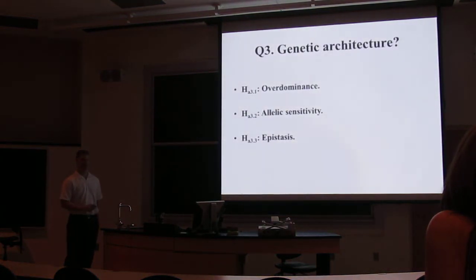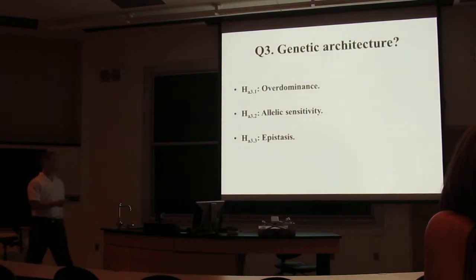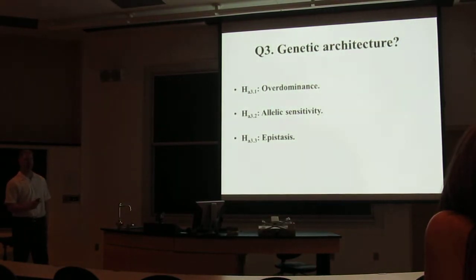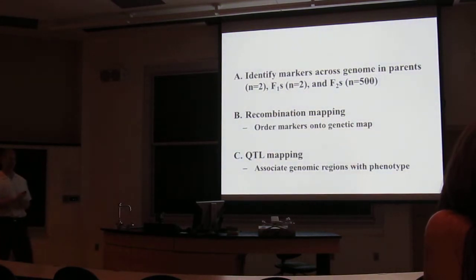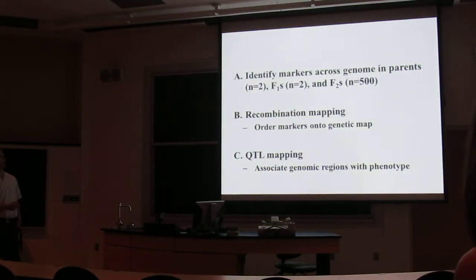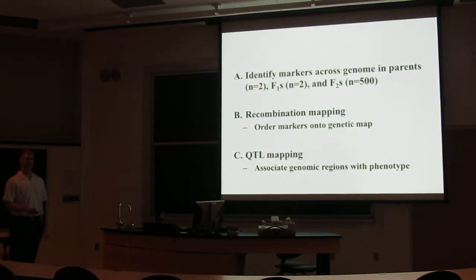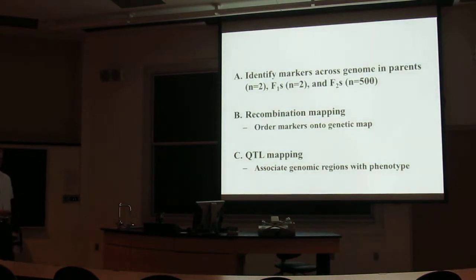My third question, what is the genetic architecture of phenotypic plasticity? I'll test these 3 hypotheses, that it supports the overdominance model, the allelic sensitivity model, and the epistasis model. To test these hypotheses, I'll first identify markers across the genome that are the same markers in the parents, the F1s, and the F2 individuals. I'll then order those markers onto a recombination map and conduct QTL mapping to associate genomic regions with the phenotype.